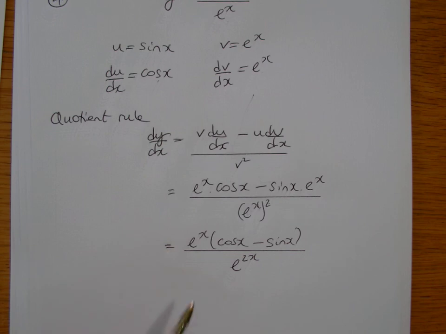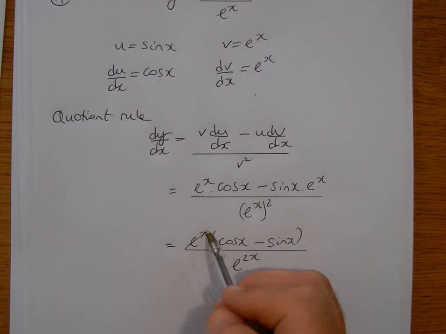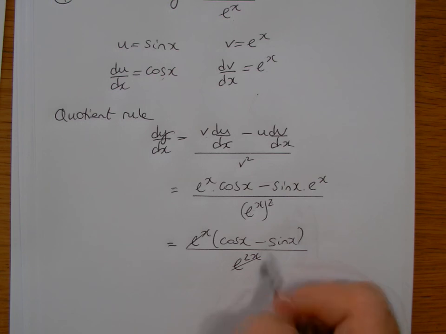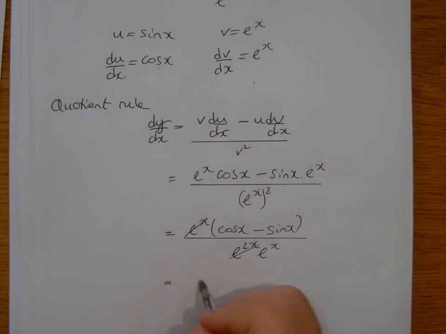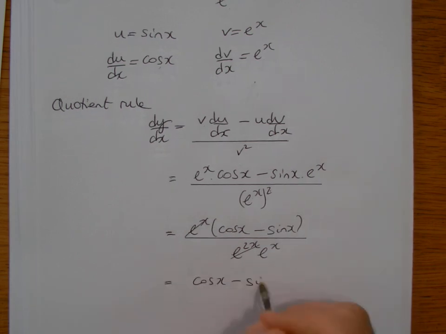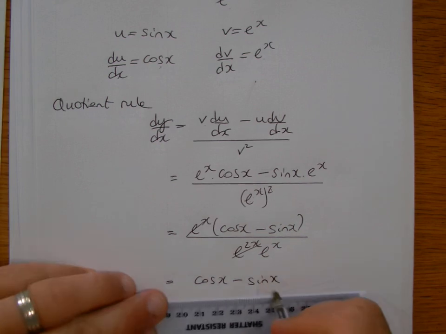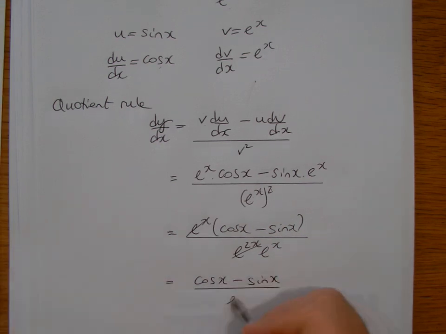And we can go one step further, because if you notice now, we've got a common factor of e to the x on top and bottom, so we could actually do some cancelling. So we've got e to the x here, and we've got e to the 2x here. So this e to the x would actually cancel with one of these here. So we end up with just e to the x on the bottom, just using the idea of indices again. So our final answer will be cos x take away sine x all over e to the x.